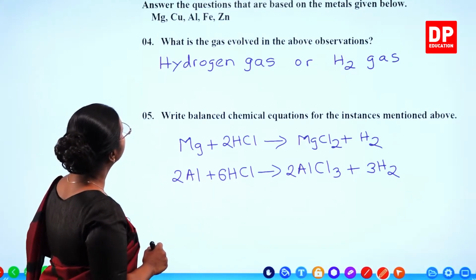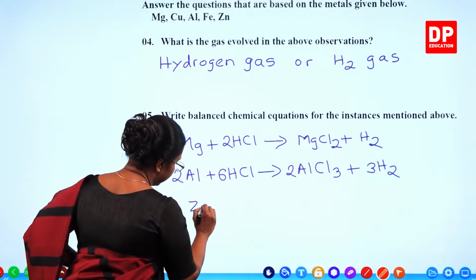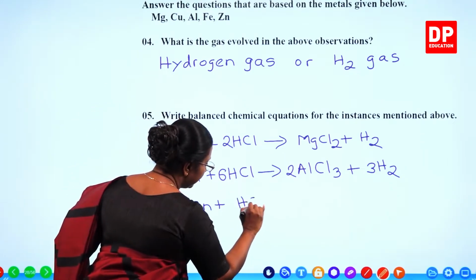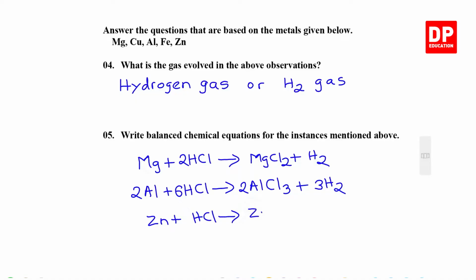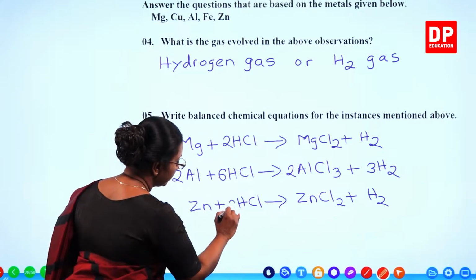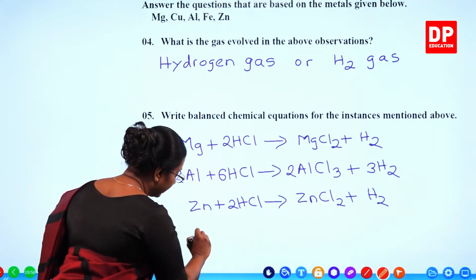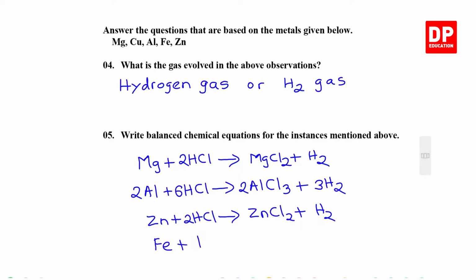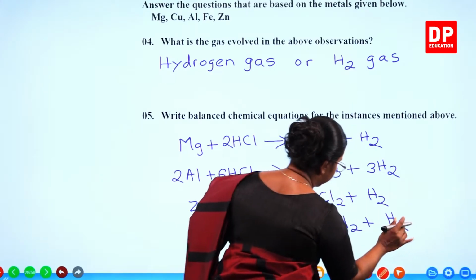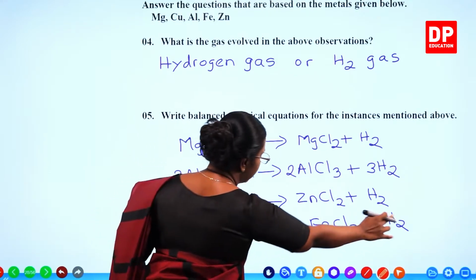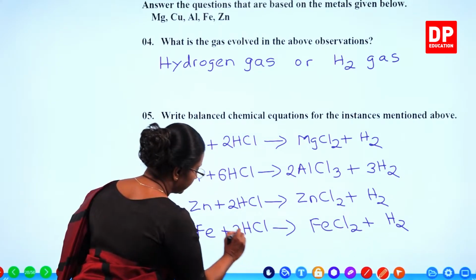Then the reaction of zinc with hydrochloric acid. Zn plus HCl, that will give rise to ZnCl2 plus H2. Again, it's easy to balance, 2 chlorine, 2 hydrogen, so this has to become 2. Then we have iron with HCl. Iron with HCl, that will give rise to FeCl2 plus H2 gas. So these are all similar. FeCl2, so Cl2 and H2, this has to be 2.